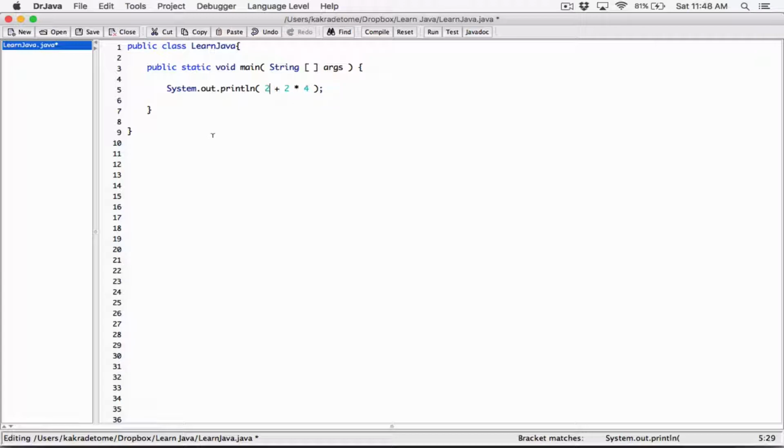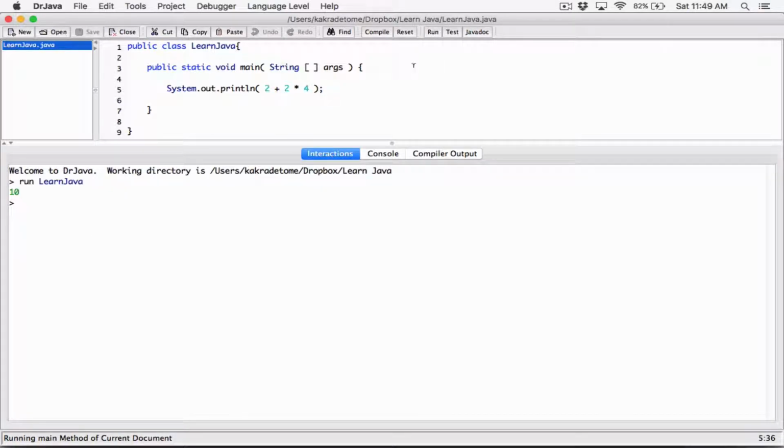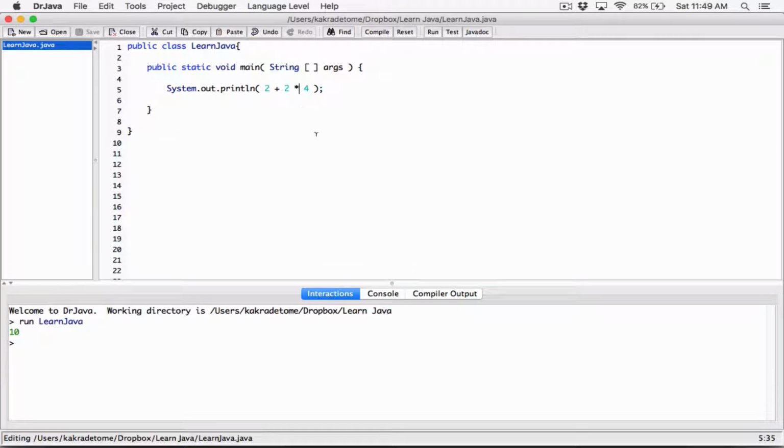Now when we see this, we read this from left to right. We say 2 plus 2, and that gives us 4, and then we end up multiplying 4 by 4, and 4 by 4 we know gives us 16. So let's run this to see if we're going to get 16. Let's compile this, run this, and we don't get 16, we get 10.